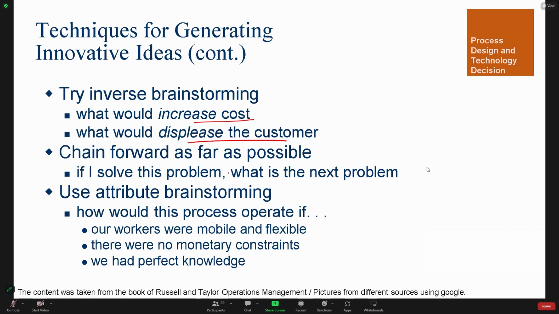Then, if I solve this problem, what is the next problem? My problem is, I might lose the things I have at home if I don't have a lock. Then, bumili ka ng lock. What if I lost my keys? Ayan. What's the next problem?